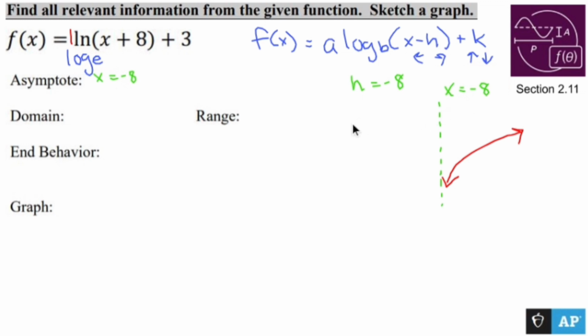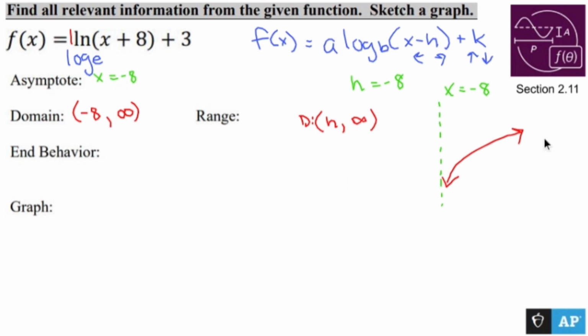Anything smaller than negative 8, not allowed to plug in. Anything bigger than negative 8, I'm gold. Now what that means is I'm not allowed to plug in anything that is negative 8 or smaller than that. So my domain is found by doing essentially h to infinity. That's my domain. So in this case, my domain is going to be negative 8, not including negative 8 because you're not allowed to take the ln of 0, to infinity. Here, we'll turn that 0 into double 0. Look at that. Perfect. Nailed it.